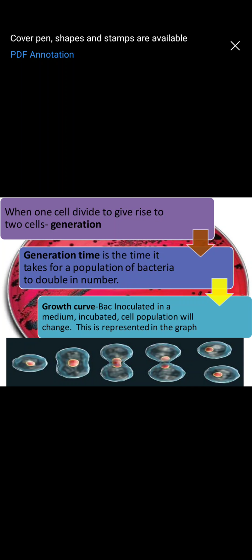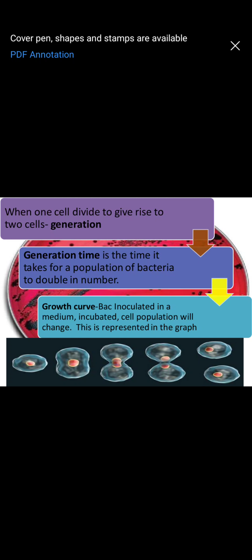Next, moving on to the next terminology, that is generation time. As I told you, one cell through a series of stages gives rise to two cells. The time that is required for conversion of one cell to two cells, or for the conversion of the first generation to the second generation, is called generation time. The time required for the bacterial cell to move from the first generation to the second generation is called generation time.